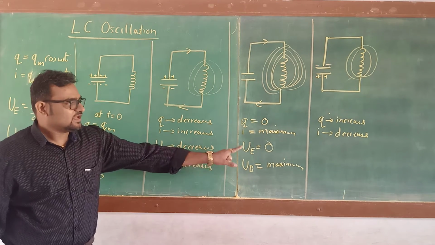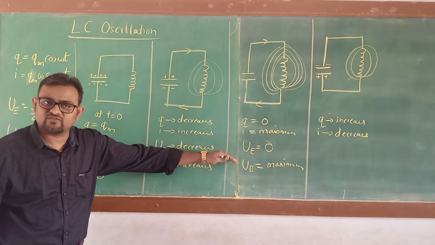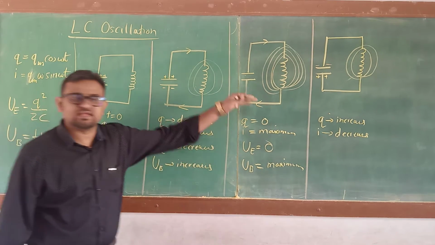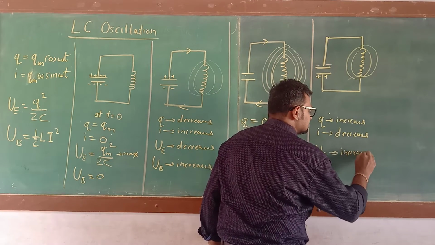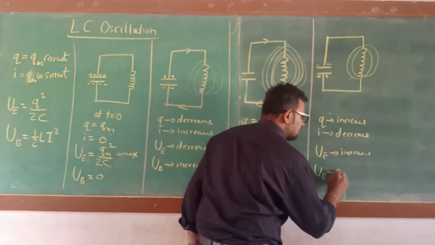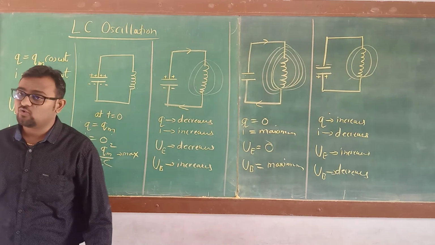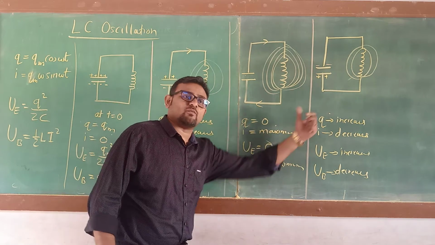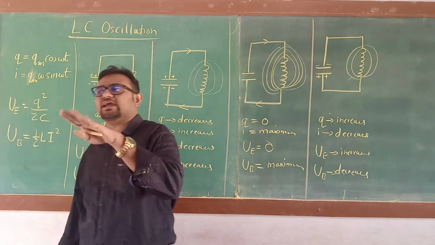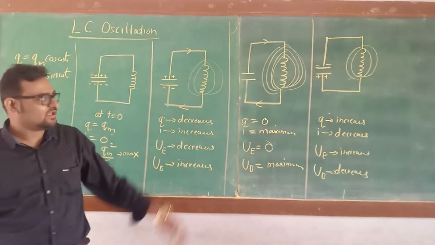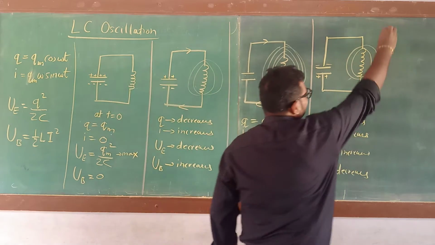So what will it say? Now this is maximum. Magnetic energy is decreasing and the energy in the form of electric field is increasing. So UE increases and UB decreases. So I can say here now the energy which is stored in the form of magnetic field in the inductor is decreasing and is being converted into the energy in the form of electric field in the capacitor. Clear? Now let's see the next.